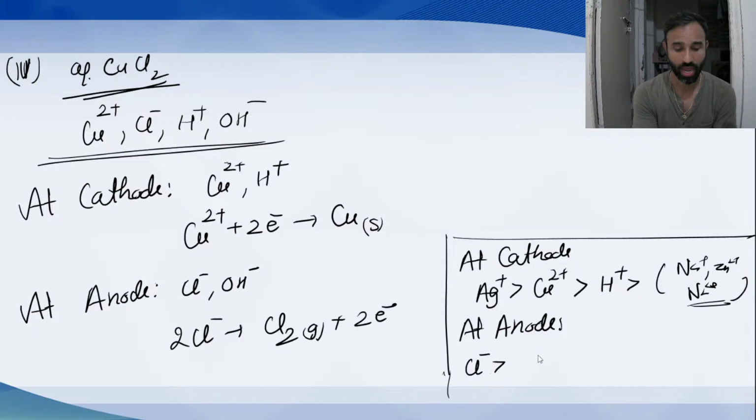At the anode, Cl negative, OH negative, then sulfate and nitrate. Cl negative loses electrons first, then OH negative, then sulfate and nitrate. So whenever sulfate and nitrate are present, OH negative ion will lose electrons.